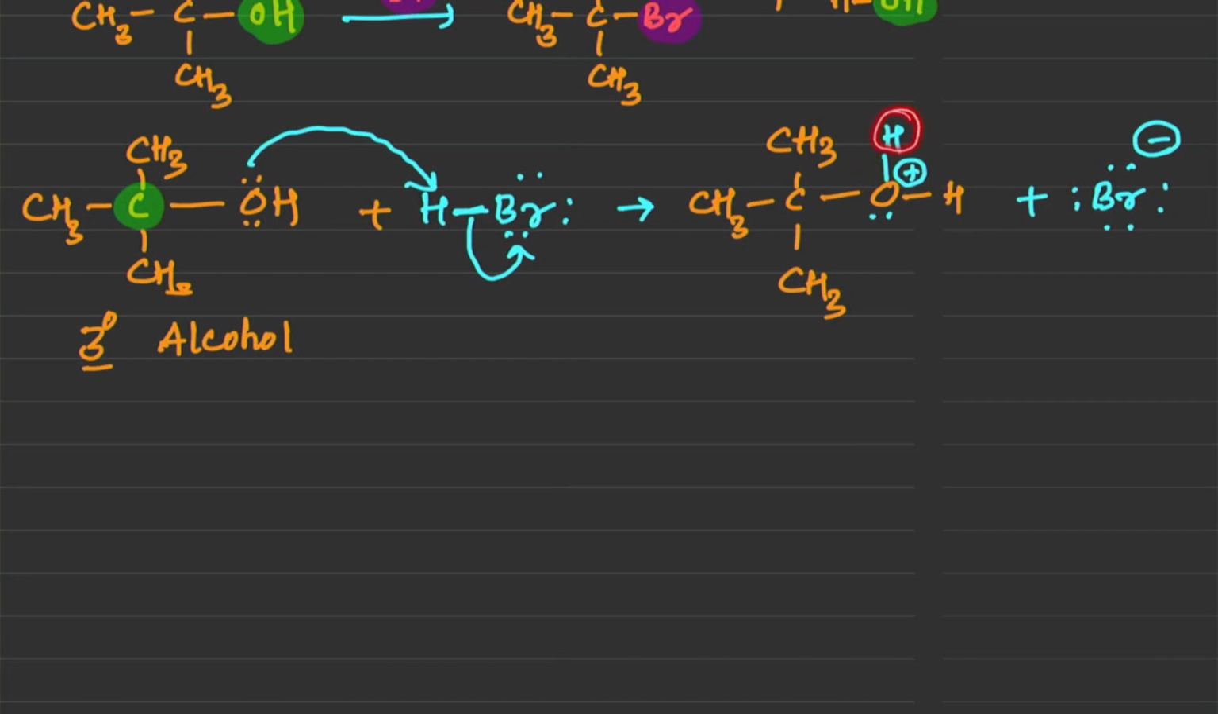So this H is going away. Let's say the H is going away. And what would happen to the electron here? This electron would be part of oxygen. And how many bonds is oxygen making? It's making 2 bonds. So oxygen will become neutral.